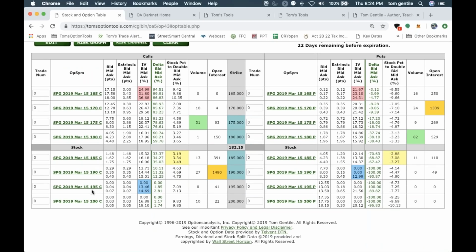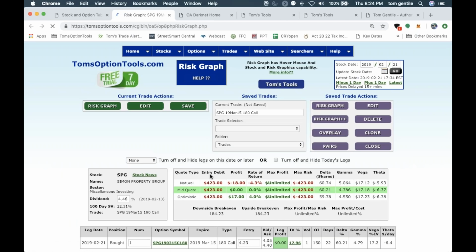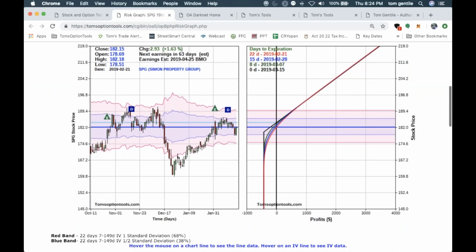But we're definitely not going to be spreading this one. If we look at the 180 calls, for instance, those are $4.23. How much are they going to be worth at 195? That's the thing we have to do. So we look at our risk graph and we say, all right, 195 is somewhere around here. I put my finger on there and it shows that at 190, let's get it down there as close to 195 as we can.